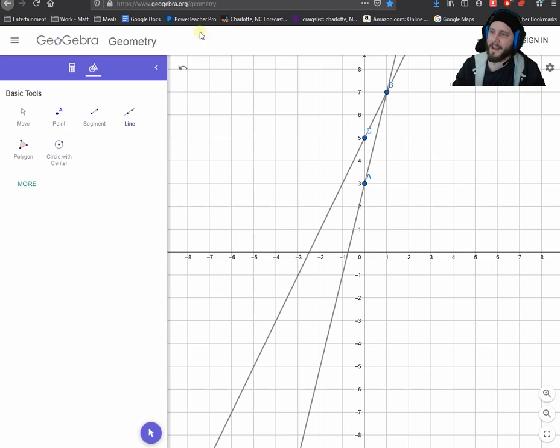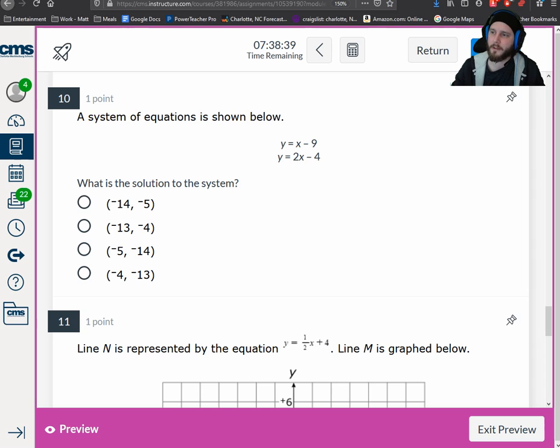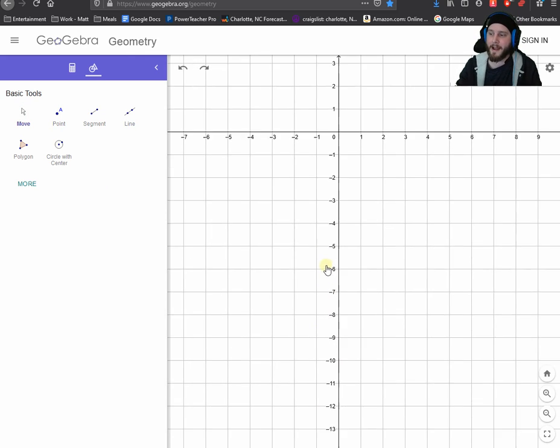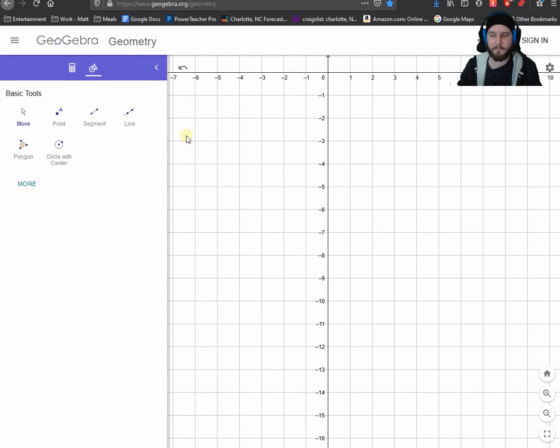For number 10, let me clear my graph. Okay. We've got x - 9. So -9, I can't see it. So what I'm going to do is click on move. I'm going to drag my graph down so I can see the -9. So it's at -9. And the slope, it just said x.